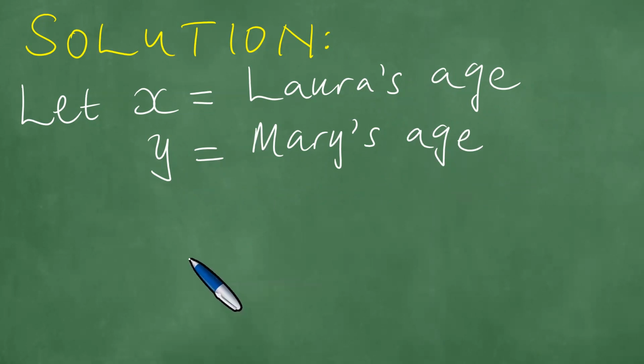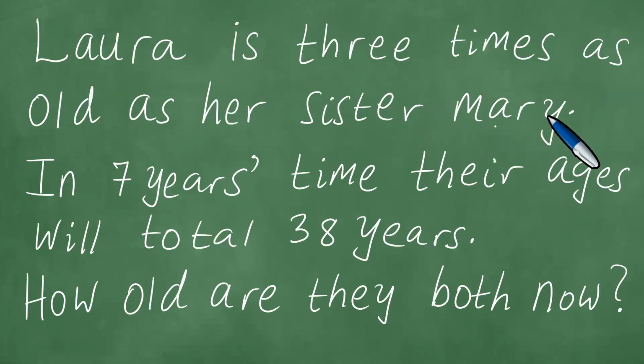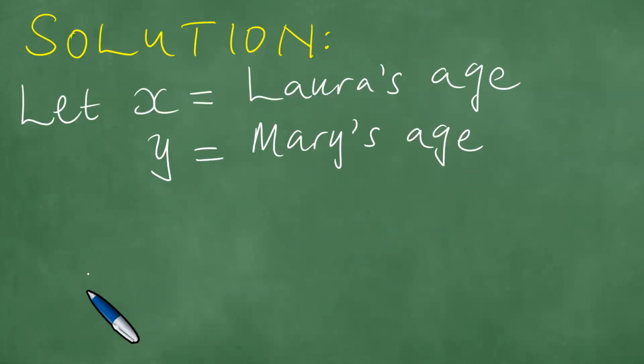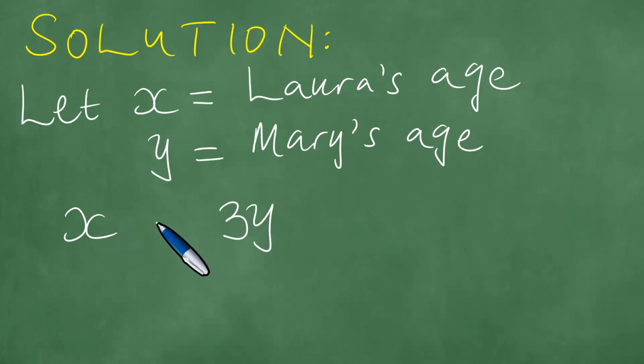Okay, like so. And then now we are told in this part of the problem that Laura is 3 times as old as her sister Mary. So we have Laura, and then we have Mary. But if Laura is already 3 times as old as Mary, it therefore means that we are going to have to multiply Mary's age by 3 and equate the two, like so.